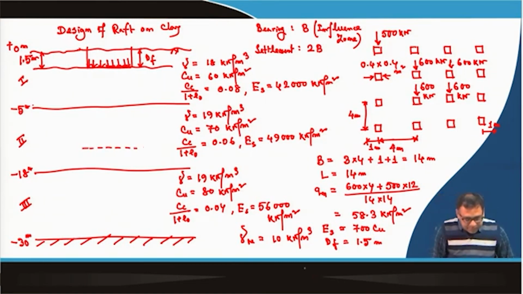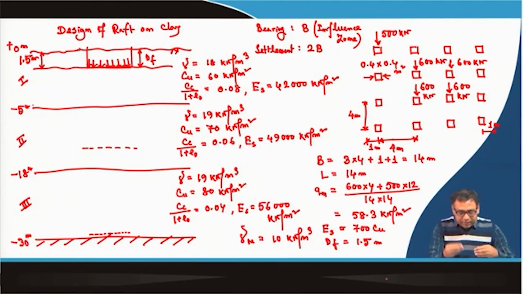So, the bearing influence zone will be up to 15.5 meter, that is 14 meter from the base of the foundation. Up to 15.5 meter will be the influence zone for the bearing, and for the settlement it will be 28 meter plus 1.5 meter, so 29.5 meter. Okay. So, now the question is which you will consider, because it is on the first layer, it is on the second layer also.